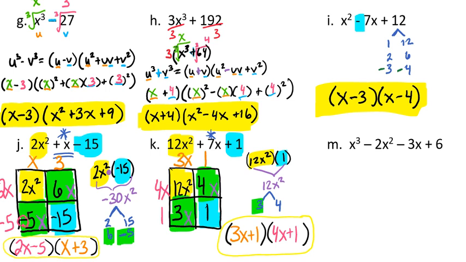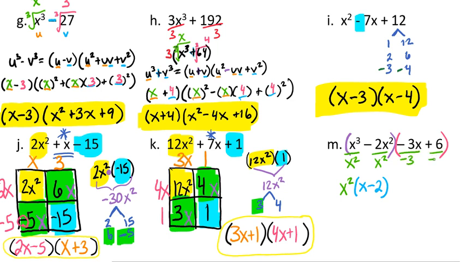And for our last problem, we have x to the third minus 2x squared minus 3x plus 6. Because we have 4 terms, we can factor by grouping. So we're going to go ahead and group here and here. Now we're going to look at our purple group and ask, what do those both have in common? Those both have in common at least an x squared that can be pulled out. So we can rewrite that as x squared times x minus 2.